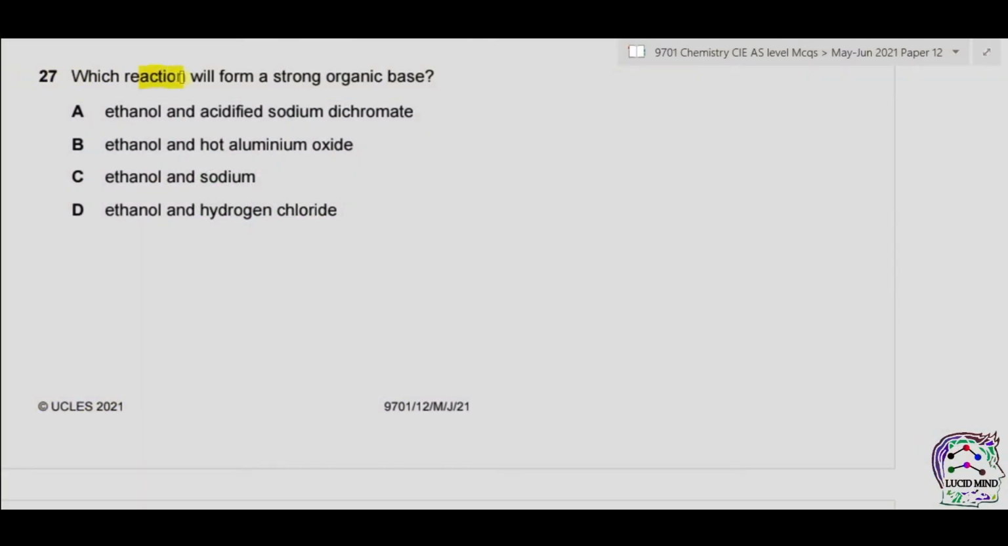Question 27. Which reaction will form a strong organic base? Part A, ethanol and acidified sodium dichromate. Now acidified sodium dichromate is oxidizing agent. And it can convert ethanol into aldehyde. As no base is formed, so therefore this is wrong.